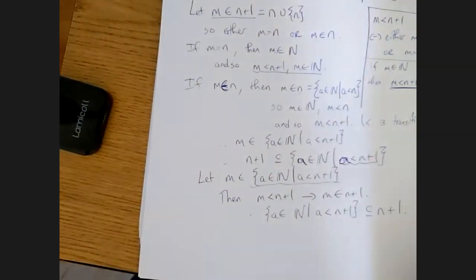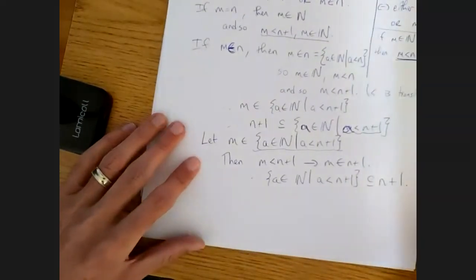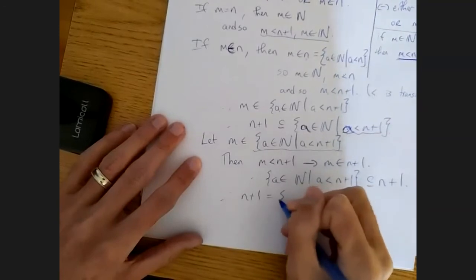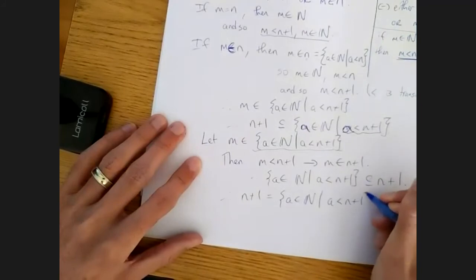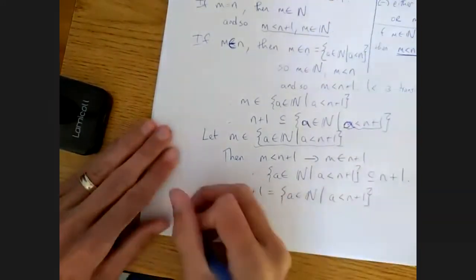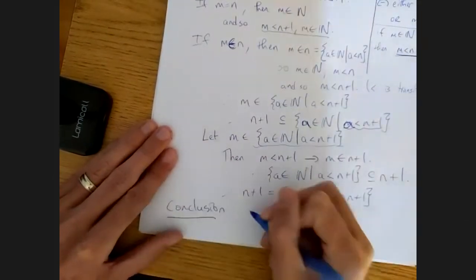Now, I've shown that both sides are contained in each other. They are equal, therefore, by the axiom of extension, but we don't need to say that. So therefore, n plus 1 equals the set of all natural numbers that are less than n plus 1. And that would be the end. That completes the induction step, and then we would say conclusion by induction.